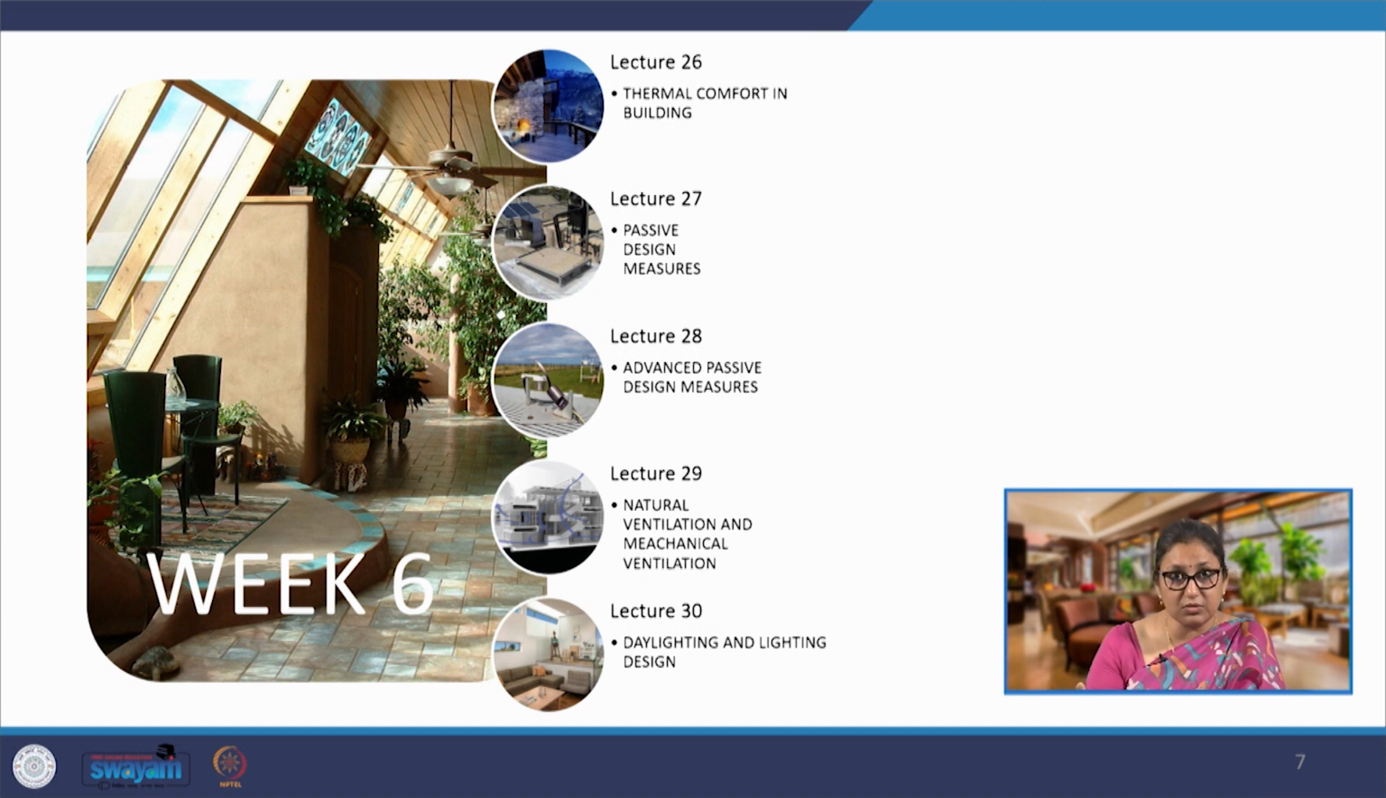Before we moved on to these strategies, we looked at some basic terminologies, understood thermal comfort in buildings, because most of the energy is actually consumed in buildings for creating thermal comfort. And then we looked at some of the passive design measures, advanced passive design measures, natural ventilation and mechanical ventilation techniques, daylighting, all of these strategies together would give us savings in terms of the energy consumption in buildings.